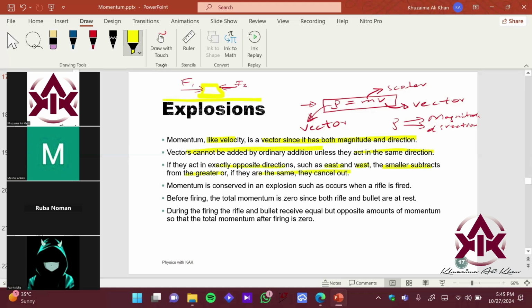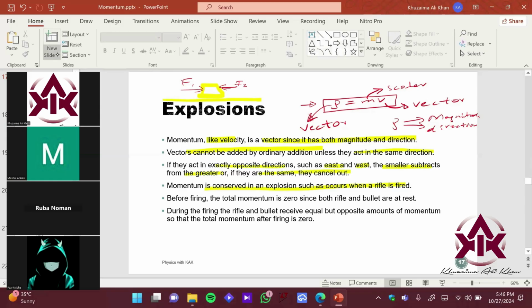The momentum is conserved in explosions, such as when it occurs in a rifle, right? So let me just give you an example.